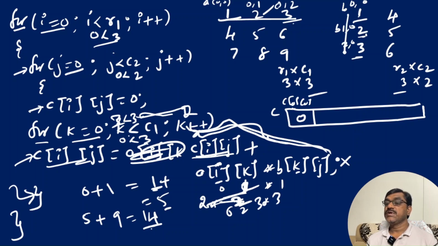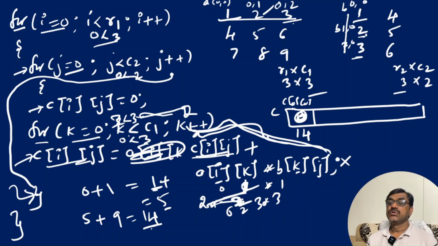This and this we have multiplied and we have stored the result 14 in C of ij. So this 0 is updated to 14. Now from this closing brace, the control is passed to j plus plus. Now j value becomes 1. Now check the condition: 1 is less than c2. c2 is how much? 2. 1 is less than 2. Yes, the condition is true.